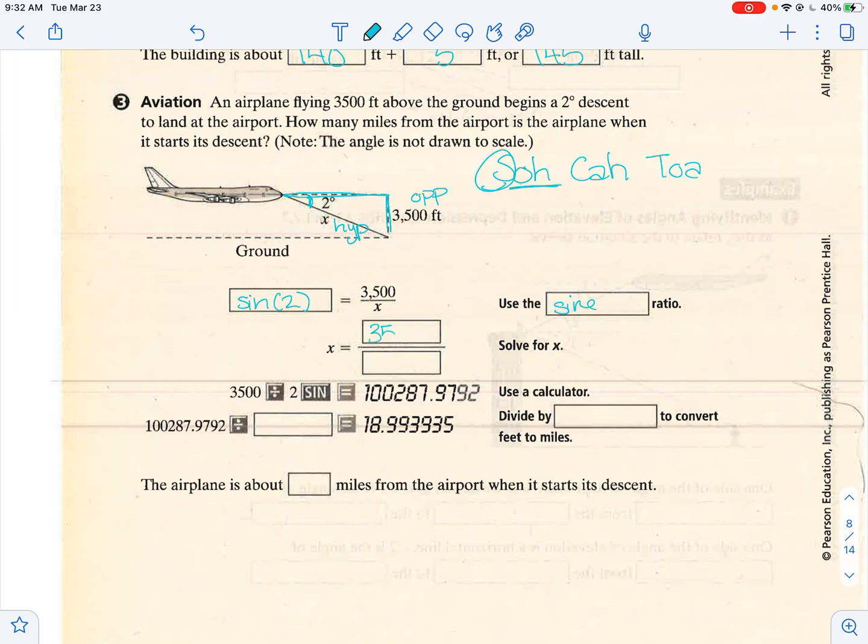So we're going to do 3,500 divided by the sine of 2. So type in your calculator 3,500, divide, sine, hit the sine button, put a 2, and then close the parenthesis. We're just dividing by the sine of 2 is all this is saying. And we get about 18.99, which if we round is about 19 miles from the airport when the plane starts its descent.